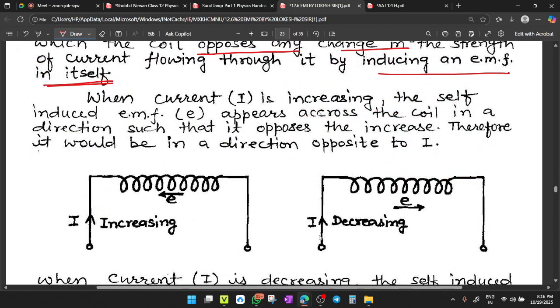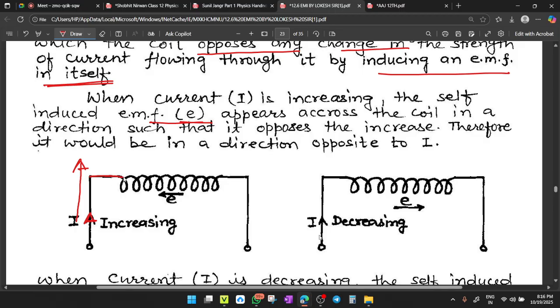When current I is increasing, see here, the current is growing. When the current is increasing, the self-induced EMF appears across the coil in a direction such that it opposes the increase. When current is rising, the EMF will be produced in such a way that it opposes the rise in current. Means it is in the opposite direction. Understood? So how does it oppose?